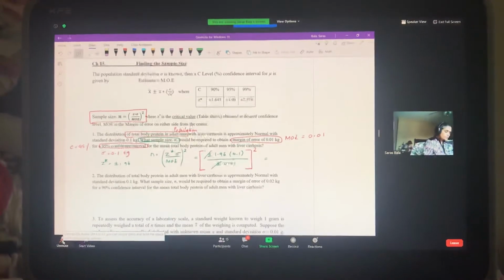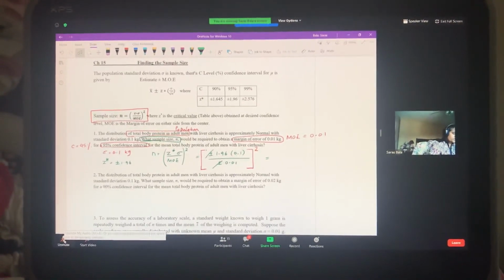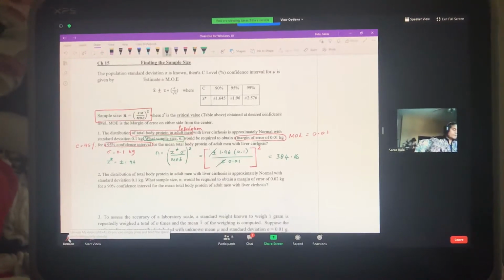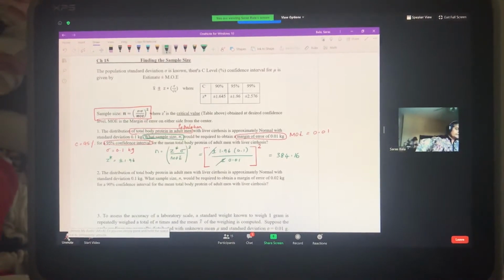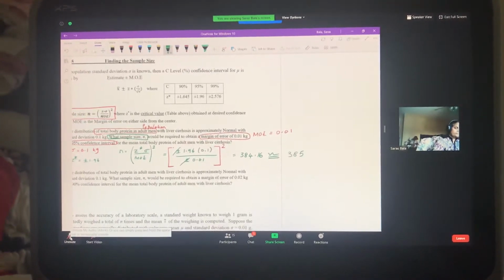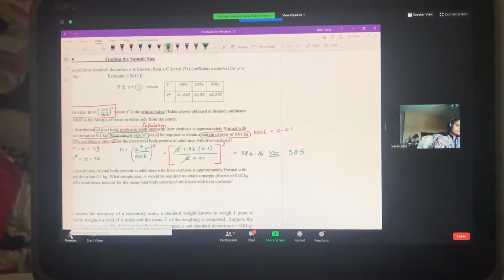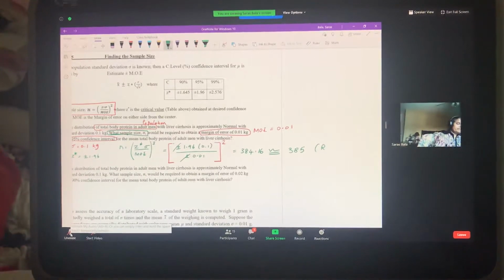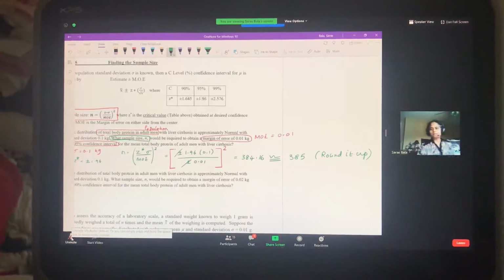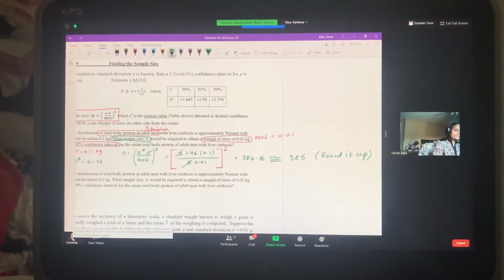So the number is 384.16. Because n is the sample size, I'm going to approximately write it as 385. Round it up: the part of it, you make it a whole, one full sample, and round it up to 385 samples. So what is the sample size?